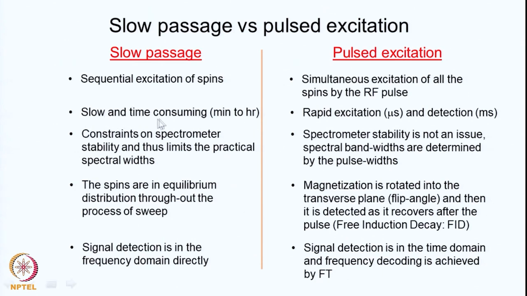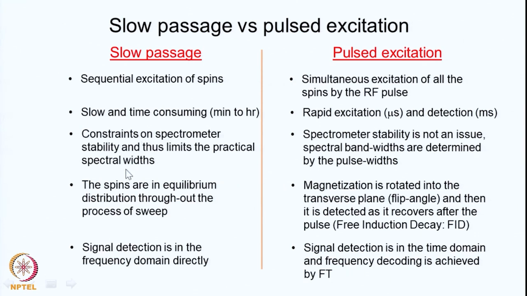Now this is a slow and time consuming process. This can take minutes to hours, whereas this is a rapid excitation. The pulse is applied for a few microseconds and we detect the signal as a free induction decay. Therefore, this is a much faster way of recording the NMR spectrum. As a result, we can do rapid signal averaging here, and we will see more of that in today's class.